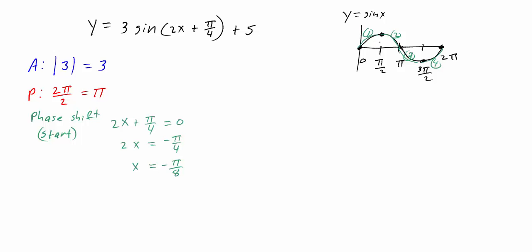So that means up here, this graph, where we normally would start here at the origin, it's going to be moved over to the left pi over 8. And every other point as well is going to move pi over 8 to the left.